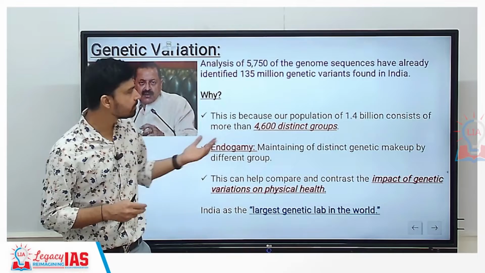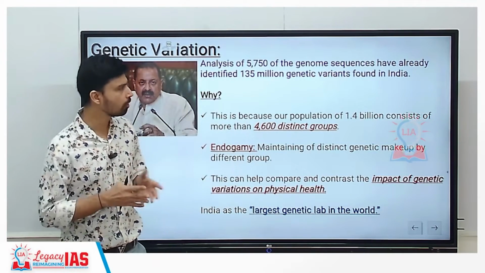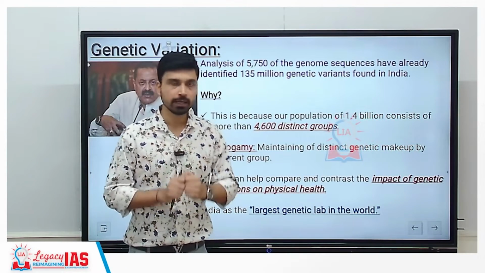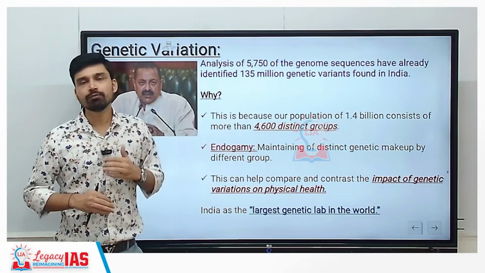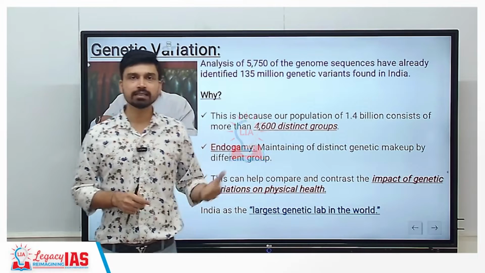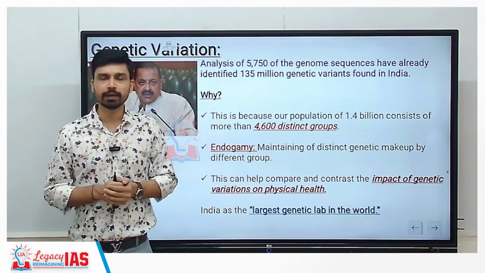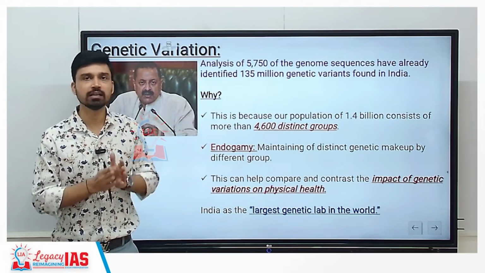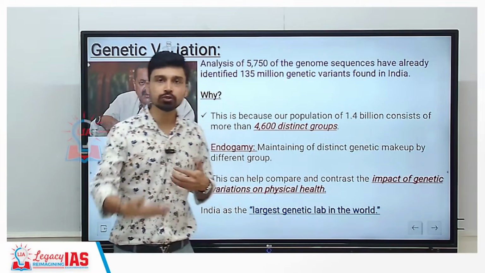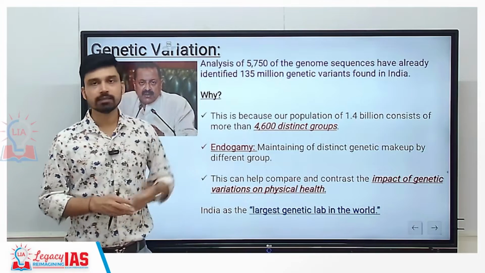Researchers argue that this is because our population, which obviously is very humongous, almost 1.4 billion, consists of more than 4,600 distinct groups. And in this context, if you look at the history or the culture of India, most of these groups have been practicing a marriage type called endogamy. Endogamy basically means marrying within a single group. So as the individuals of a group are not marrying outside of their group, they are able to maintain their distinct genetic makeup by this process.